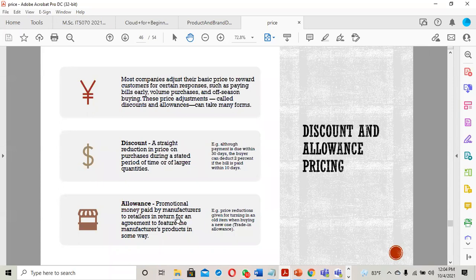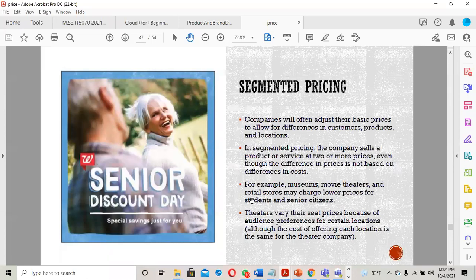Promotional money paid by manufacturers to retailers in return for an agreement to feature manufacturers' products. So you get the idea. I mean, this is just a description. You get the idea. So this is an allowance. Okay, this is a discount.